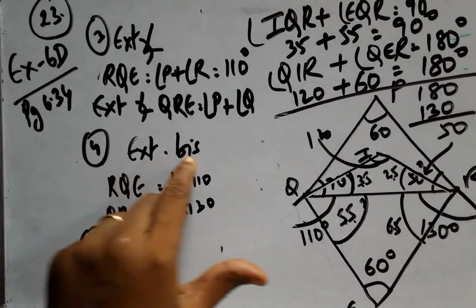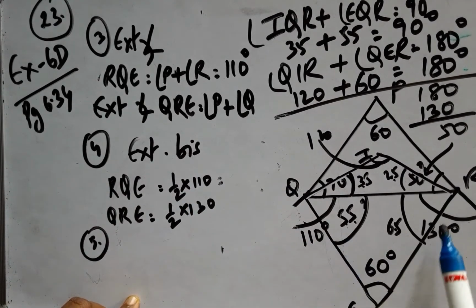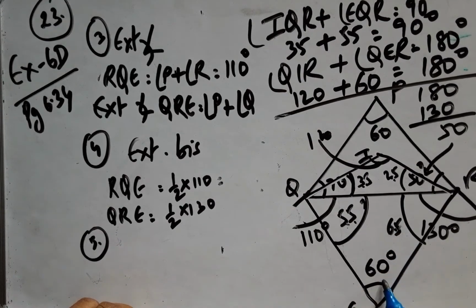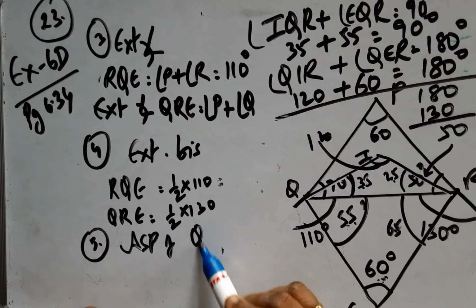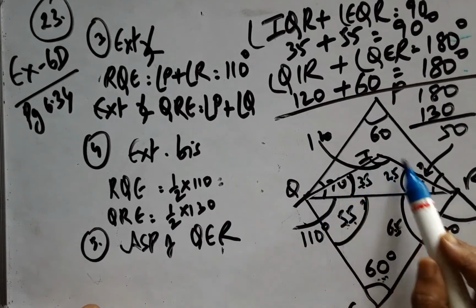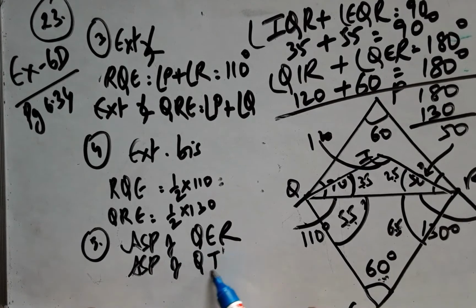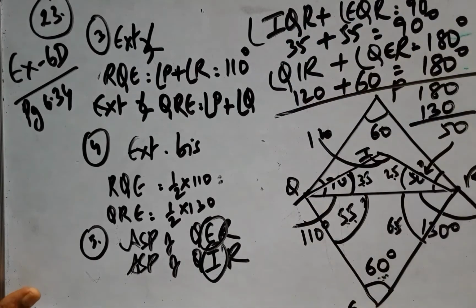And step 4 is external bisector angles will be arrived at. Half of 110 is 55 and half of 130 is 65. From these two angles, I arrive at the third angle by angle sum property of triangle QER, and by angle sum property of triangle QIR, I arrive at angle I and angle E, so that I can systematically apply and arrive at the necessary proof.